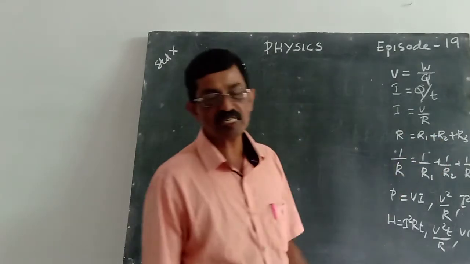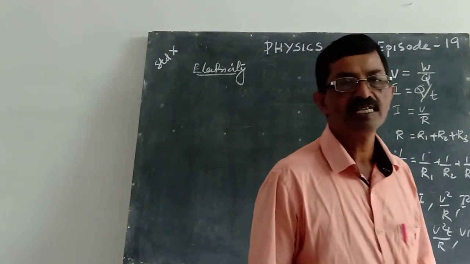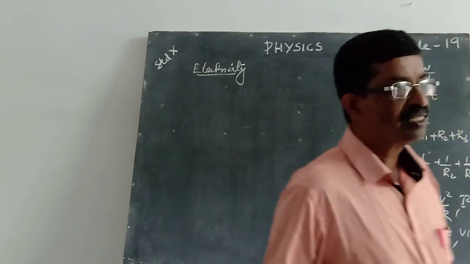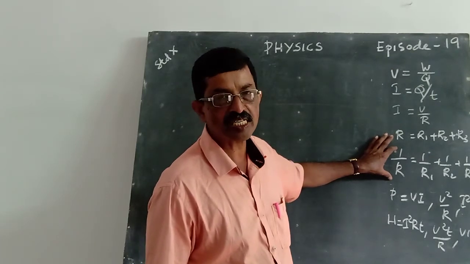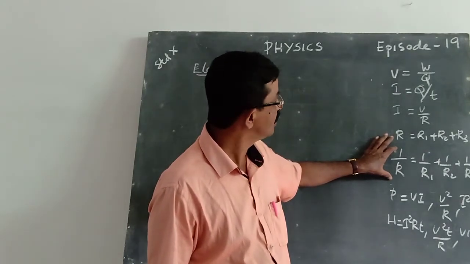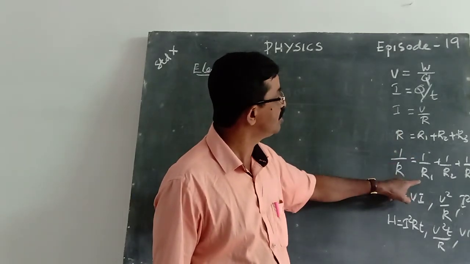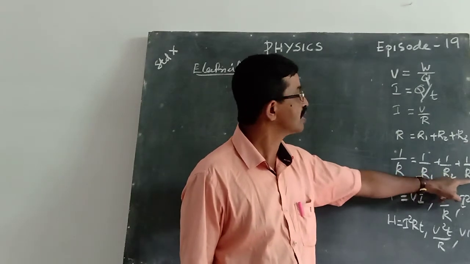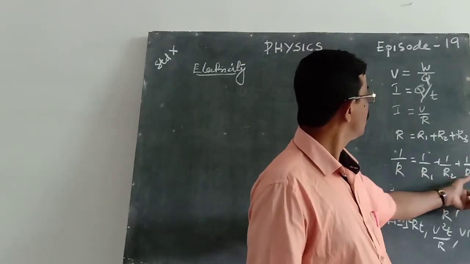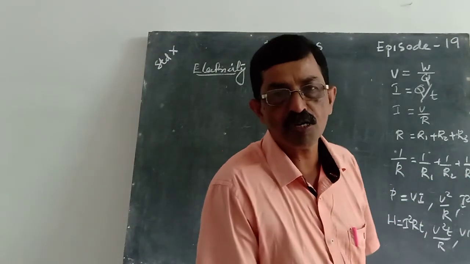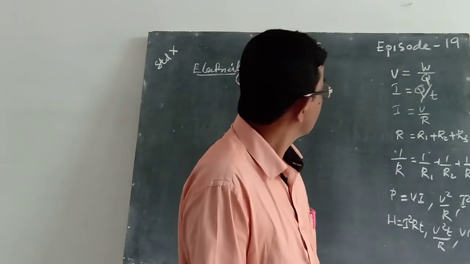Now, if the given resistors are connected in parallel, then the effective resistance in the circuit, or total resistance due to these resistors, we get from this relation: 1/R = 1/R1 + 1/R2 + 1/R3, where R1, R2 and R3 are the resistances of the resistors connected in parallel in the circuit.